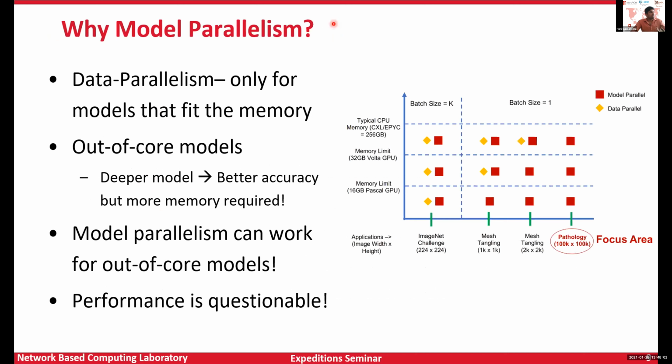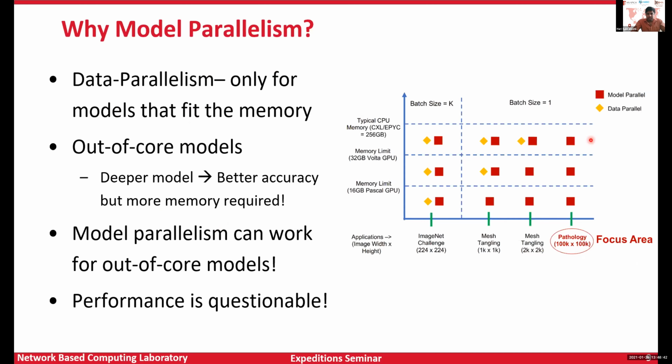So why model parallelism? As I mentioned earlier, data parallelism, which is basically chunking up the entire data set into multiple smaller elements and giving it to different compute devices to do the same compute, is only applicable for models that fit in the memory of the compute element. However, if you have images which are really, really large, as in the case of digital pathology, we refer to these as out-of-core models. Data parallelism will not work. However, model parallelism, as is shown in this image, can work for out-of-core models as well.